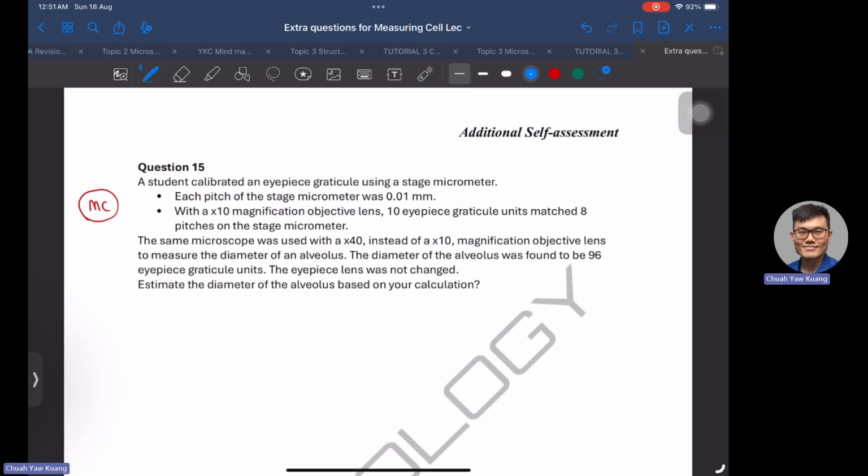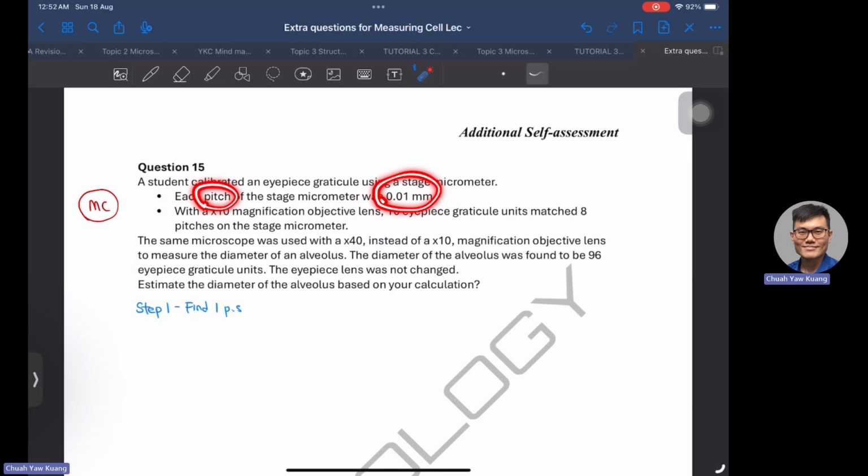The first step is always finding one pitch on the stage micrometer. So this is step number 1: find one pitch on the stage micrometer. Based on the question, a student calibrated the eyepiece reticule using a stage micrometer, and each pitch of the stage micrometer was 0.01 mm. So the question has actually told us that one pitch on the stage micrometer is equal to 0.01 mm.